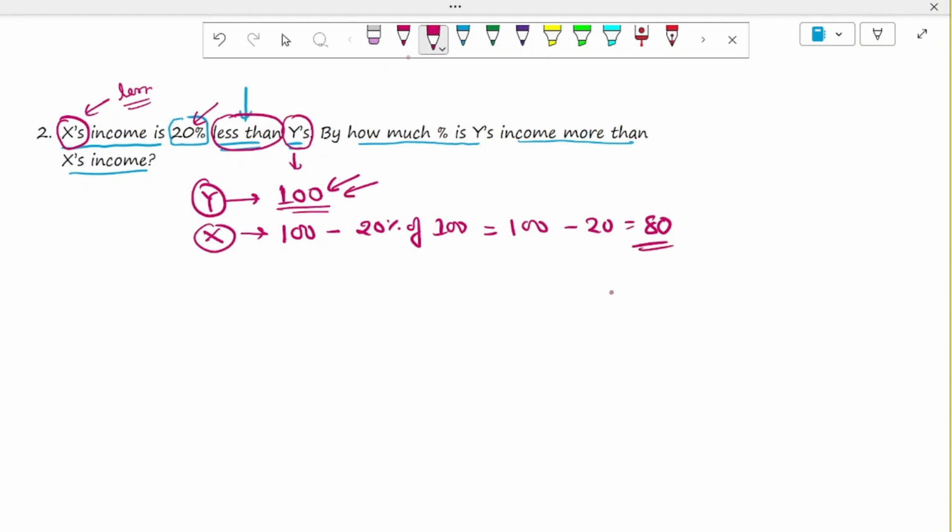So this is very simple. Now you need to find out by how much percentage Y's income is more than X's income. You will use these two numbers and find how much greater income Y is having than X. So here you will be finding the percentage with respect to X. You need to identify that, right? So you will be doing the same thing.